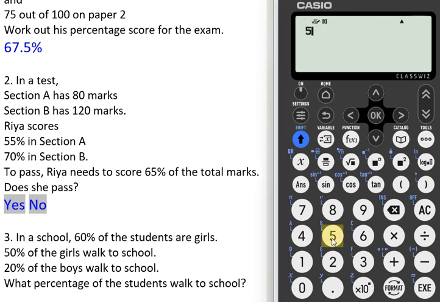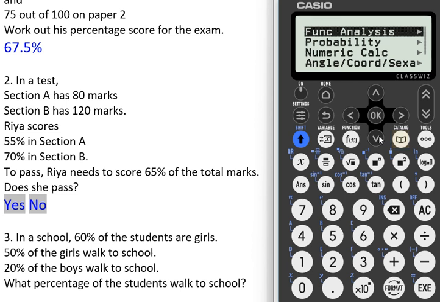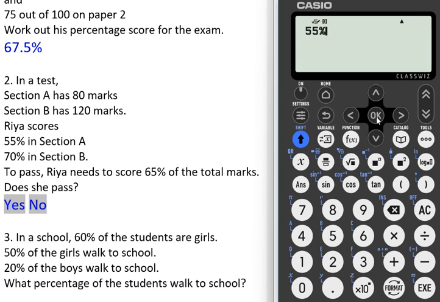So we've got 55%, so catalogue down to probability, okay again, 55% times 80 marks tells us that she got 44 marks. Okay, what I'm going to do with that is I'm going to put it into one of the memories. So I can do variable here, and I'm already on memory A. I'm just going to put it into memory A, store it there. So I've got 44 marks in that one.